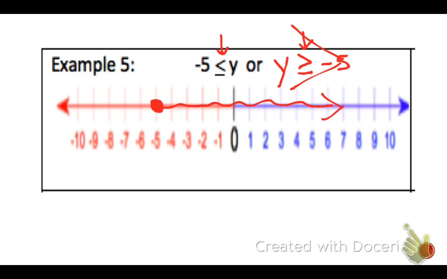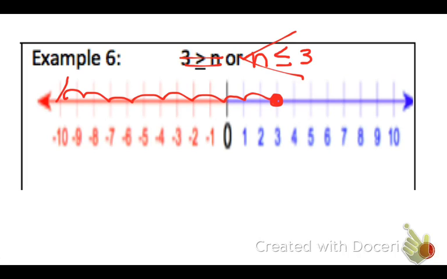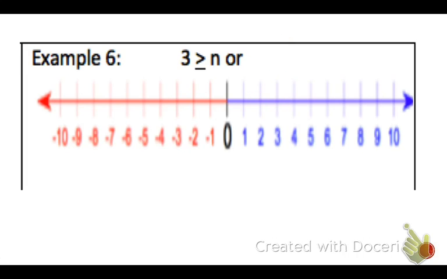Okay. I'm going to look at an example like that again. Example 6. We've got N, and then the arrow is pointing at the N, or equal to, and then 3. So now don't worry about this one. We're going to use the new one. I'm going to find 3. And what kind of circle do we have? We have a closed circle because it's that equal part, and now my arrow is going to go to the left. Okay.